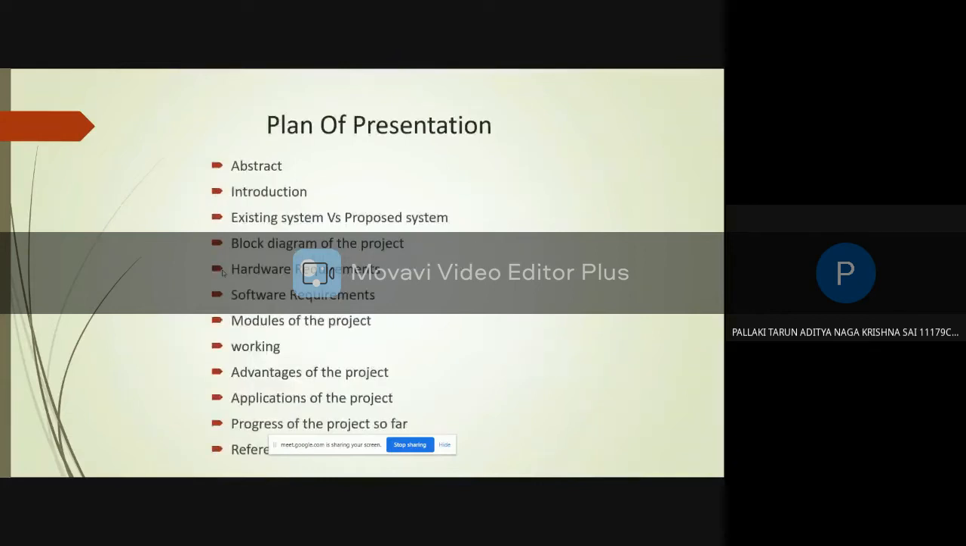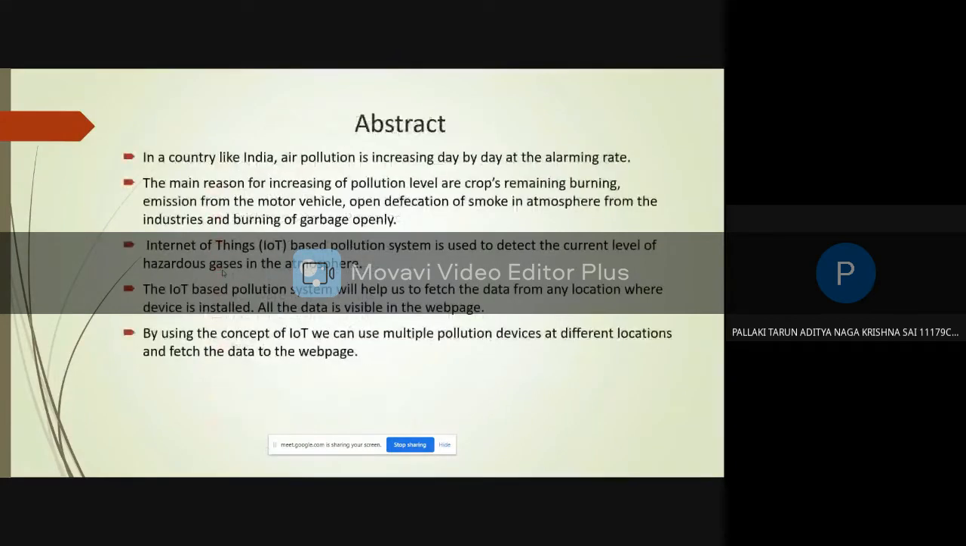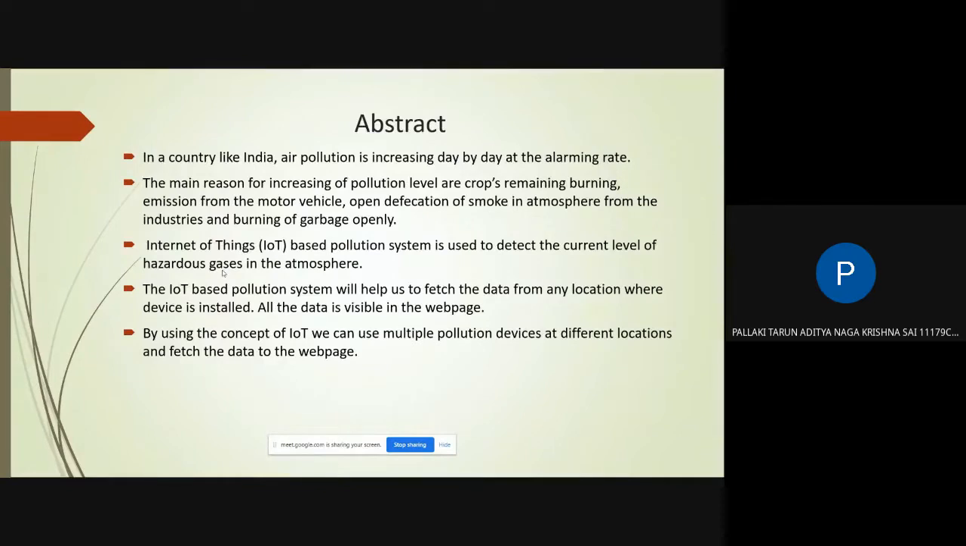Next slide. This is the abstract of the project. In a country like India, air pollution is the major cause that we want to prevent.